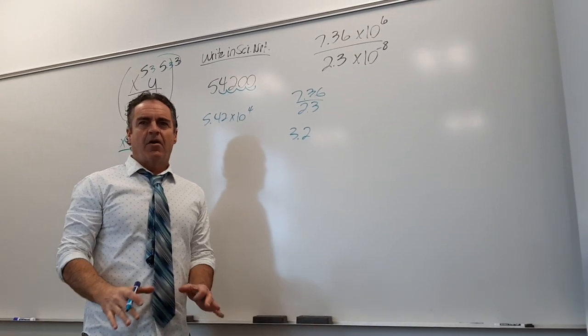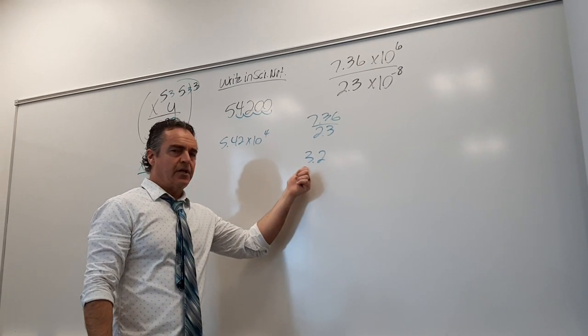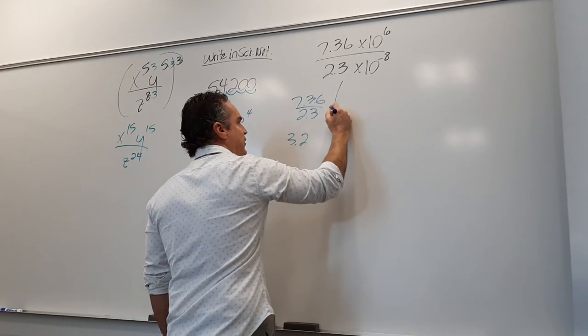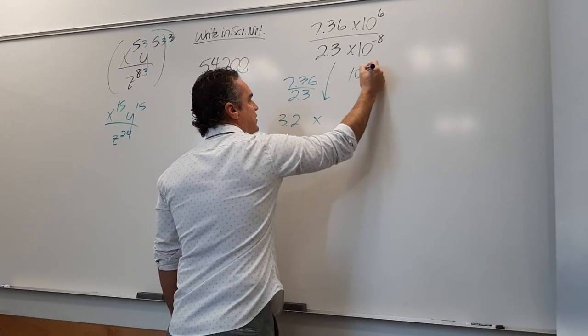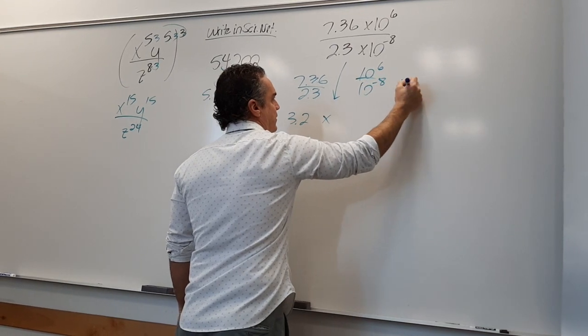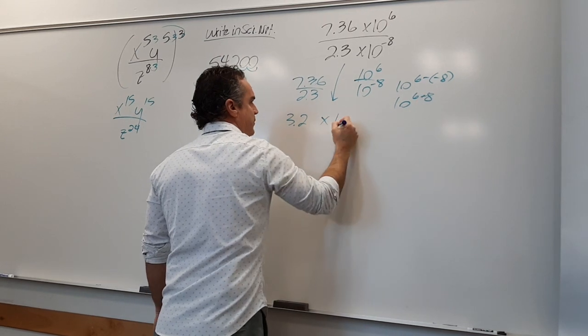Don't follow my facial expressions. Follow your mind. Is that in scientific notation? Yes, it is, because it only has 1 digit to the left of the decimal. Times comes along for the answer. 10 to the 6th divided by 10 to the negative 8 is 10 to the 6th minus negative 8, which makes 10 to the 6th plus 8, which makes this times 10 to the 14th.